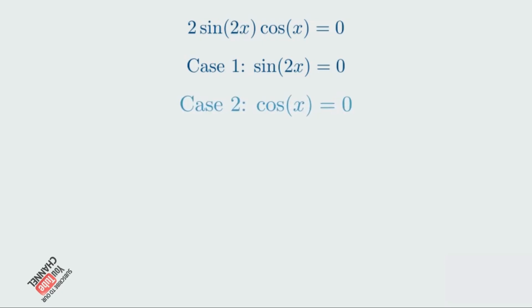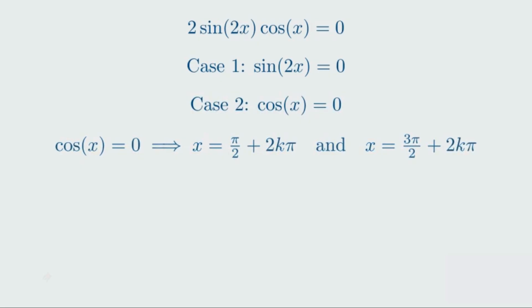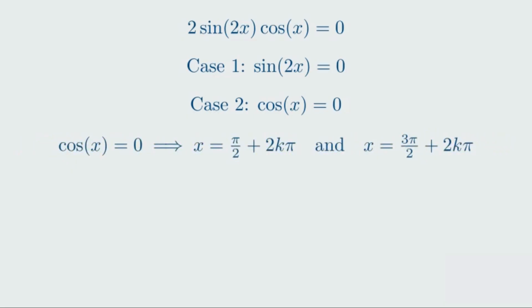First, let's solve case 2, which is a bit more straightforward. Cosine of x equals 0. Cosine of an angle is 0 at pi over 2 and 3 pi over 2. We can express all solutions by adding multiples of 2 pi. A more concise way to write this is to notice that the solutions are pi over 2 plus any integer multiple of pi. For example, if k is 0, we get pi over 2. If k is 1, we get 3 pi over 2. So, our first family of solutions is x equals pi over 2 plus k times pi, where k is an integer.